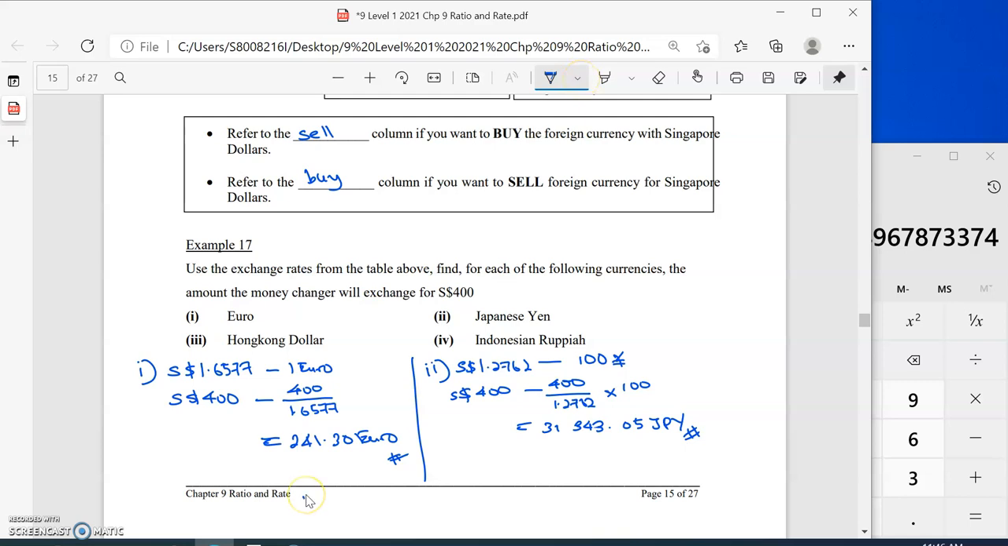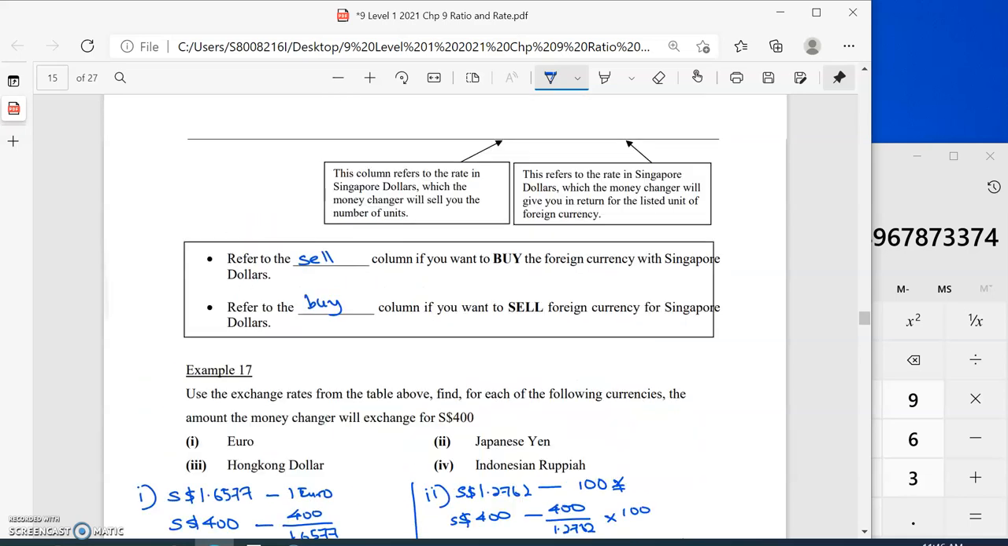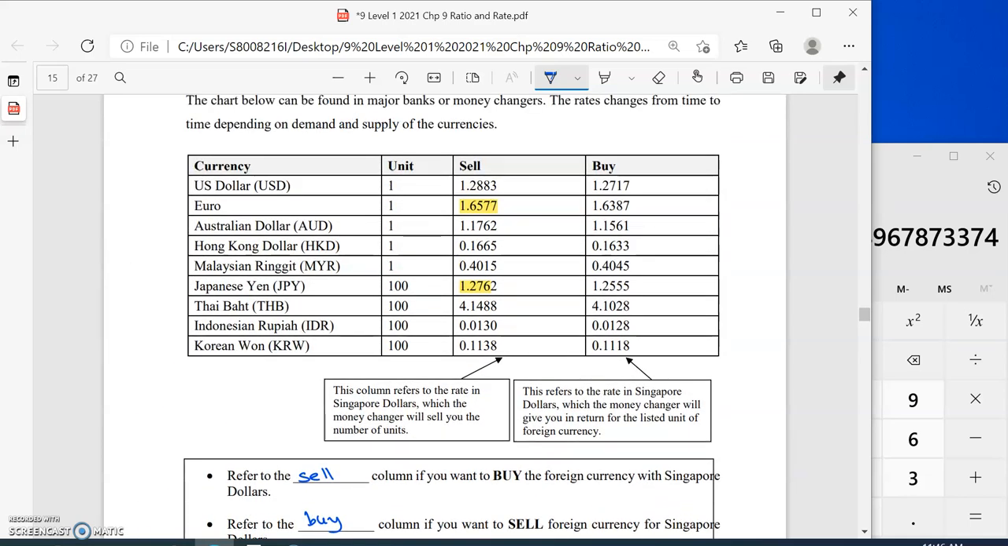All right. Similarly, for Hong Kong dollars, I'm going to bring my Singapore dollars to the money changer to buy Hong Kong dollars, which means the money changer is going to sell me Hong Kong dollars at this rate here. He's going to sell me 1 Hong Kong dollar at 0.1665.